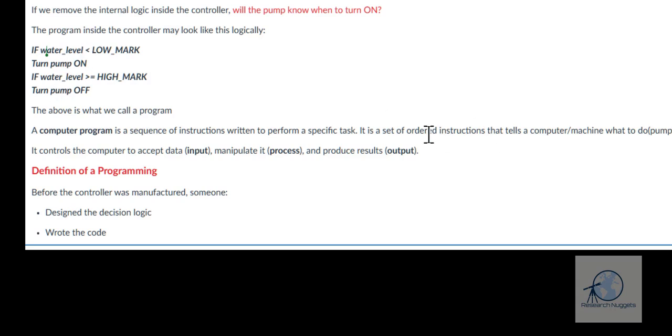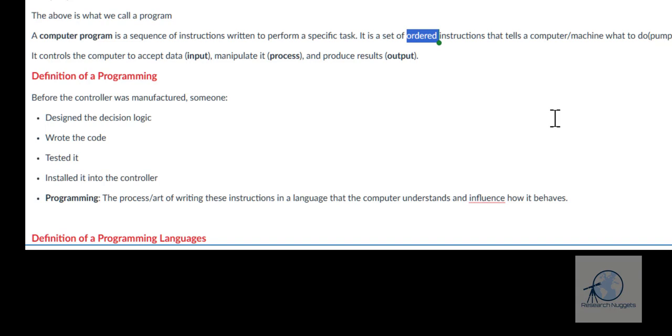Now, when you talk of ordered, it means that there is a manner in which they are supposed to be written. You can't begin with turning the pump on and then test whether the water level is below a certain threshold. So it's a set of ordered instructions, and they tell the water level controller, in this case, what to do: whether it should turn our pump on or our pump off. The next thing that I want us to understand is what we refer to as programming.